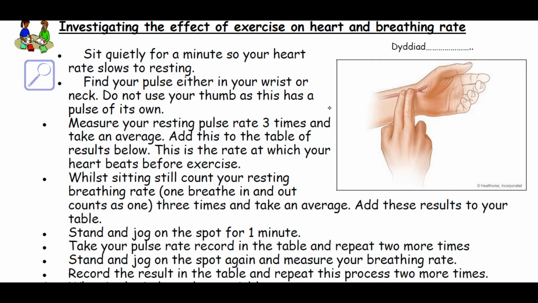So again, you jog on the spot or bounce on your trampoline for a minute, okay? Take your breathing rate straight after for a minute. Do it again and do it a 3rd time. And again, take the average and record the results in your table.